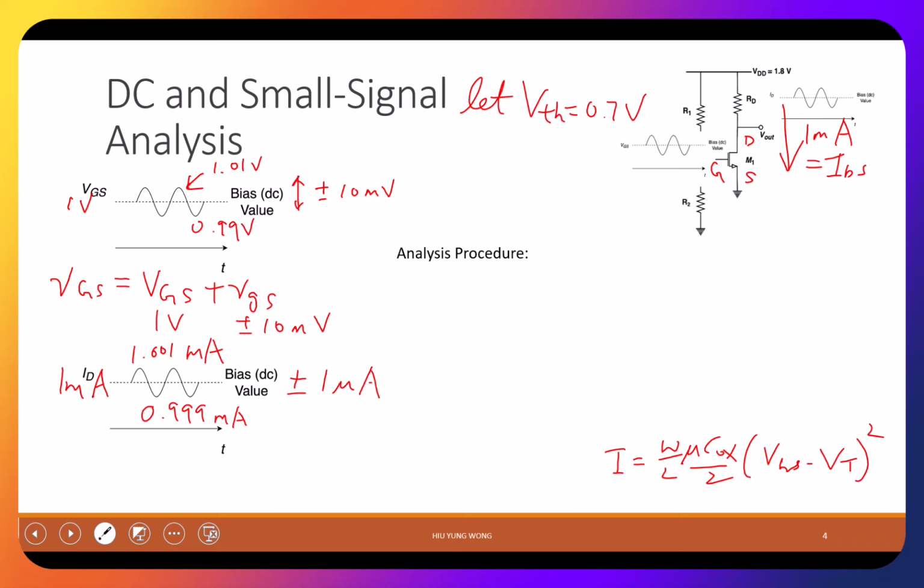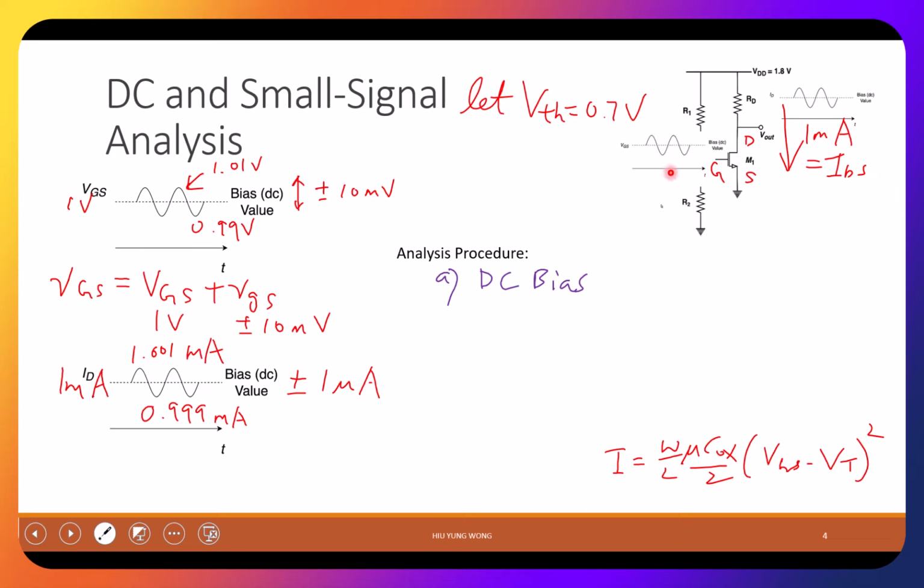Is this okay? And that is the difference between DC and small signal analysis. And this is the procedure if you want to do the thing completely. First, you assume there's no small signal. You do the DC bias analysis, which we are not going to do in this class. I assume you would do it, right? And I mean, we won't test this.